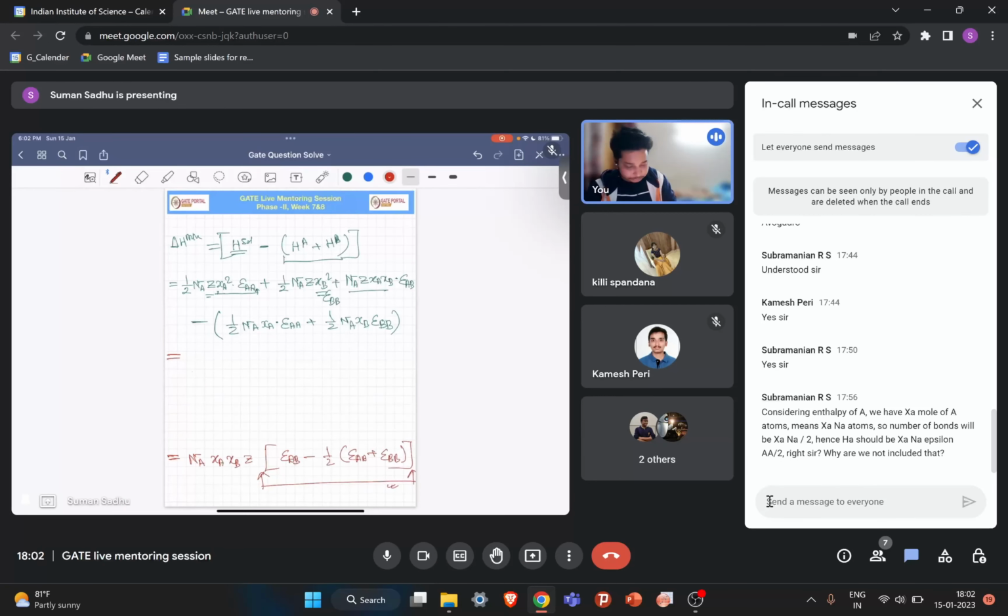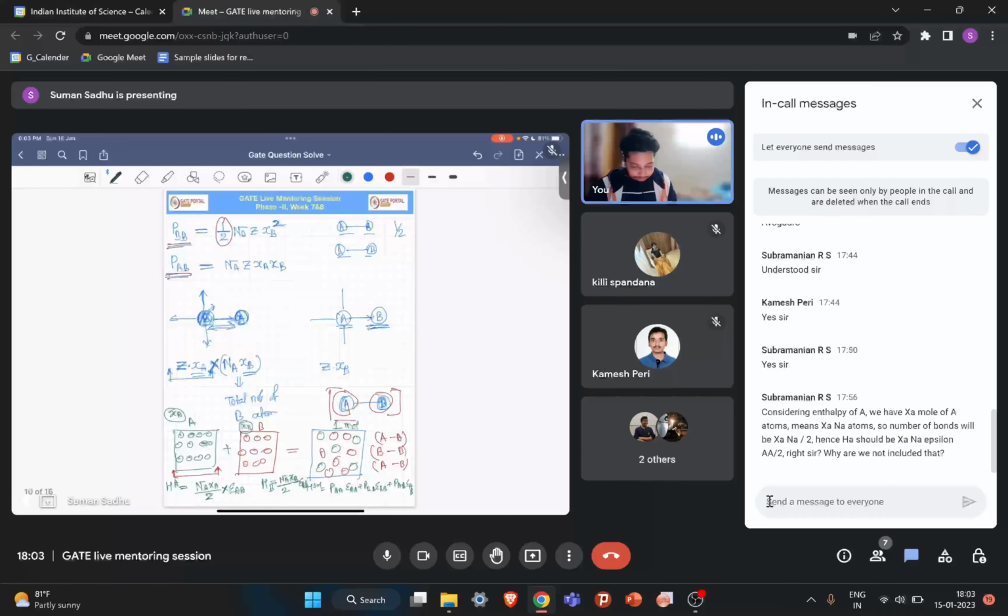I think we have to multiply by XA plus XB there. There was a trick: this is 1, so we can multiply it here, and here also XA plus XB we can multiply. Now we get half of Z, and here also Z has to be there, because one atom is surrounded by Z atoms. So here also you have to consider the coordination number.